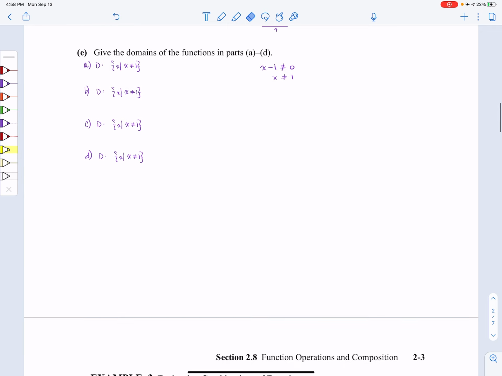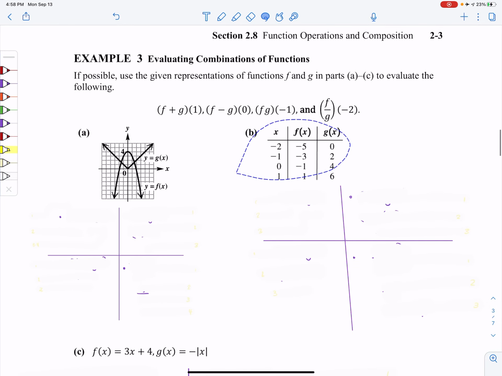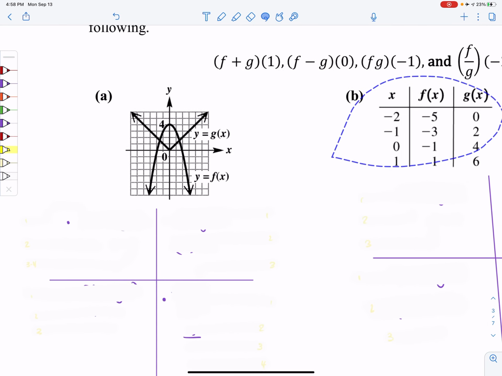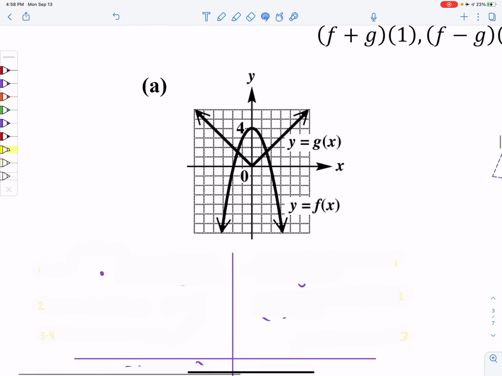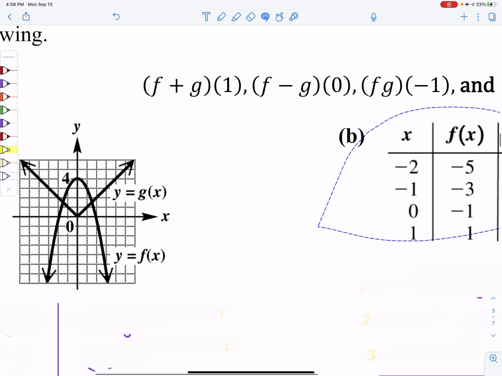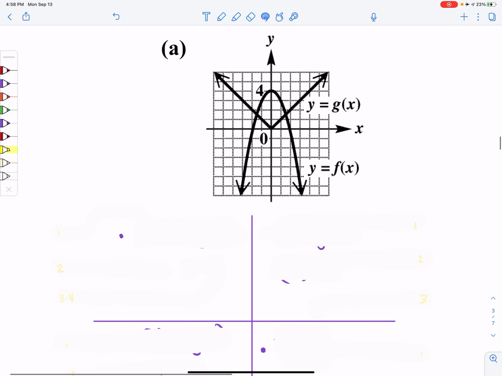All right, so let's go ahead then to our next example. And this is the same type of idea, add, subtract, multiply, divide. The difference is that now I'm either using a graph or I'm using a table. All right, so I'm going to hide these things, so just pay attention to what they're saying. These 4 things that I'm supposed to find, the add, subtract, multiply, divide. And we'll go through them one at a time.